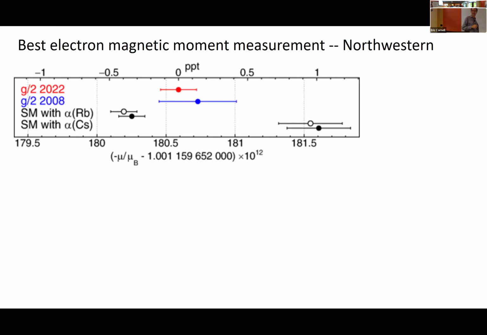This plot is a little bit out of date, but we just heard from Saida's group just recently that you can compare g-2 experiments, this is the case of the electron g-2 experiment, with the value you would predict from the standard model if you happen to know what the fine structure constant is. On the left, you see the value predicted if you're using the current value for rubidium. Over here, the current value for cesium.